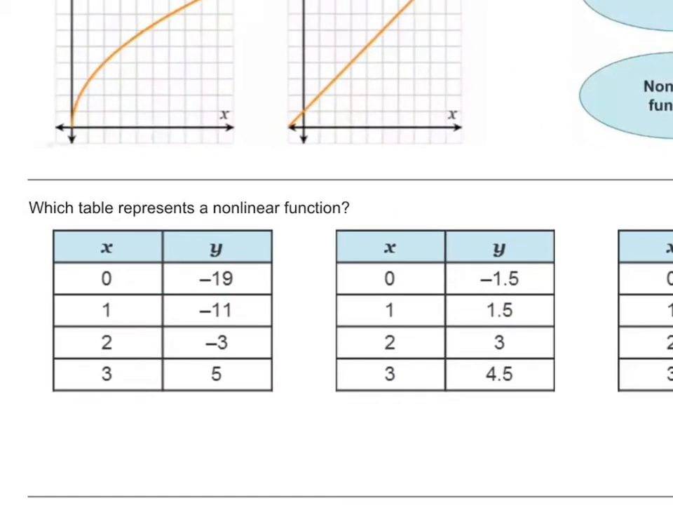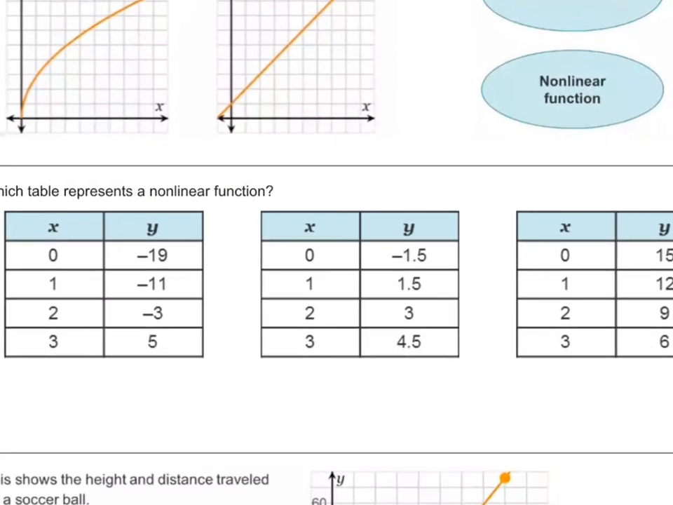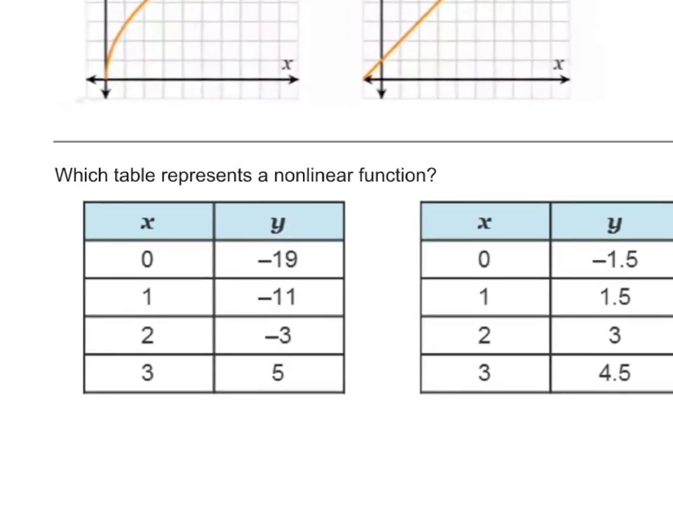Really fun, actually. Okay, so over here it says, which table represents a nonlinear function? All I'm going to do is come in here and ask, as x increases by 1, what do the y values increase by? These increase by 8, and this increases by 8, and this increases by 8. So this is linear, because these values don't change. You have a constant rate of change, your x changes at a constant rate, so does your y.